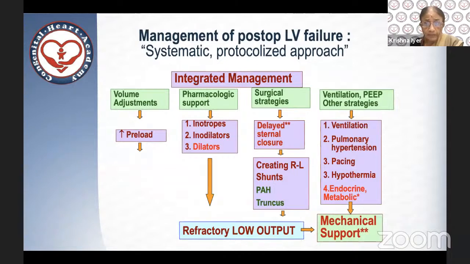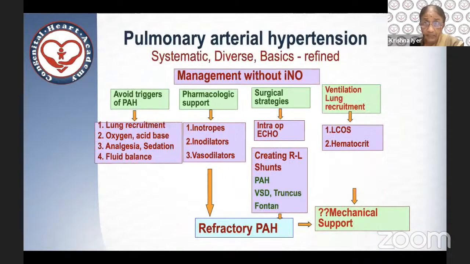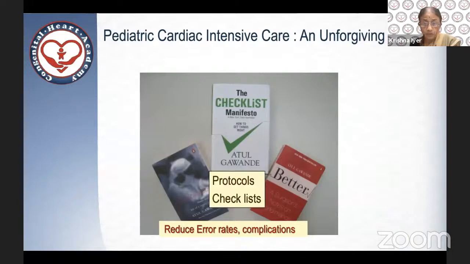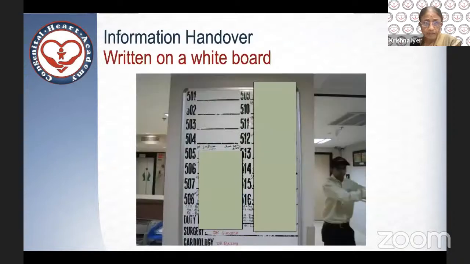This is the kind of care pathway, to give you an example, of our approach, which is systematic and highly protocolized, to the management of postoperative left ventricular failure or systemic ventricular failure. Likewise, our approach to pulmonary artery hypertension: systematic, diverse, but again based on basics. Pediatric cardiac intensive care is unfortunately an unforgiving specialty. So it's very important to reduce error rates and potential complications by the use of protocols and checklists in an effective manner.